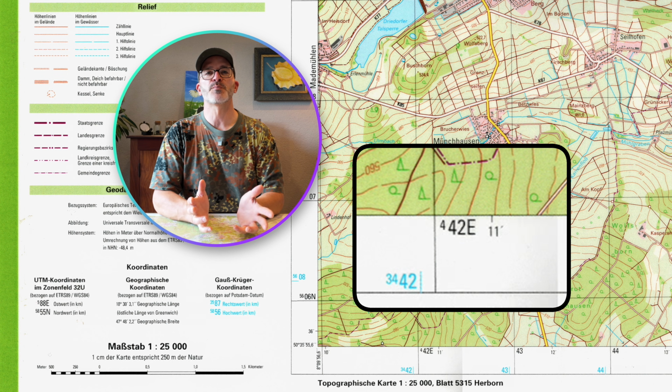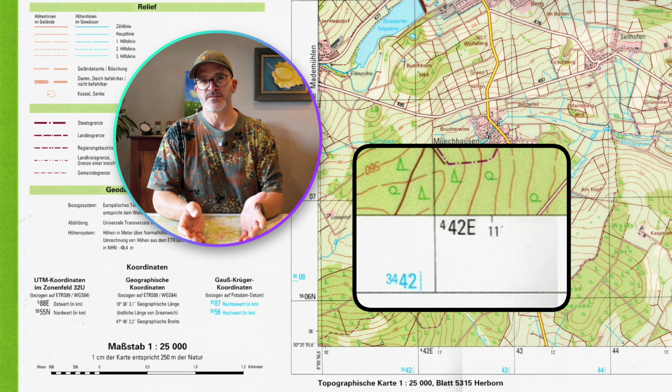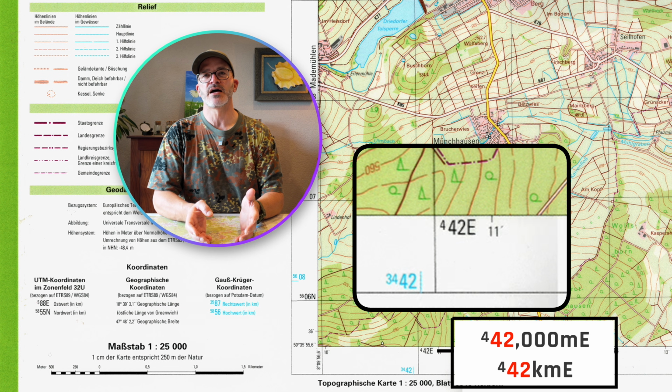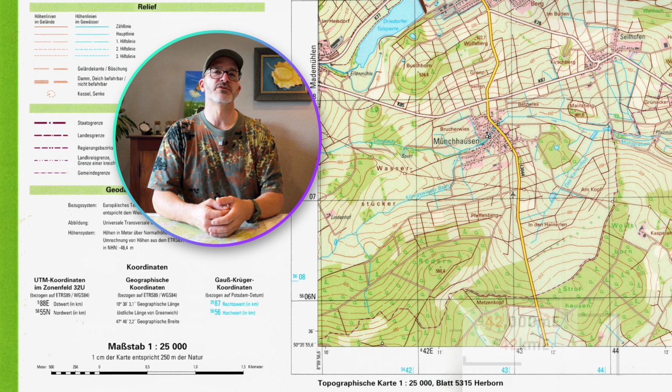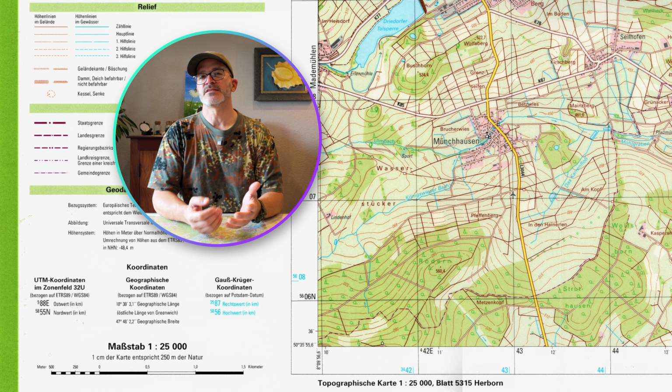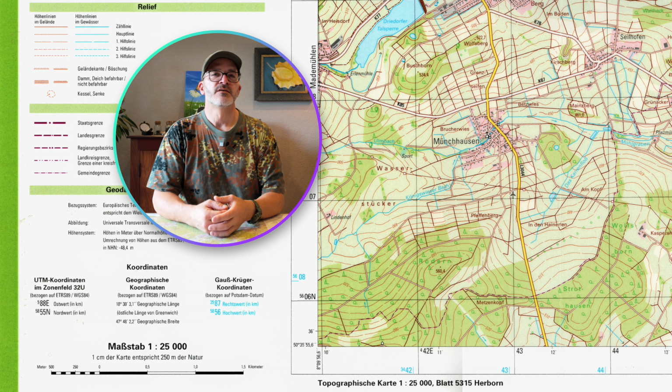These are known as the principal digits. They indicate the beginning of the next 1,000 meter square. When taken together, however, they indicate that the 42 grid line actually lies 442,000 meters or 442 kilometers east in grid zone 32. Now let's get the northing so that we can get our friend's eyes on our hilltop. Look for the grid line that runs east to west just below our point.